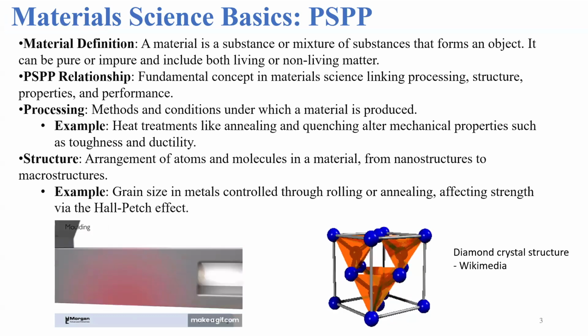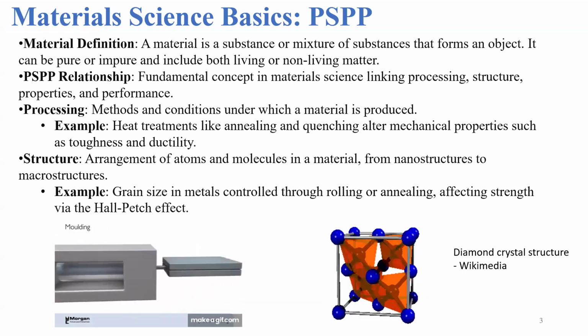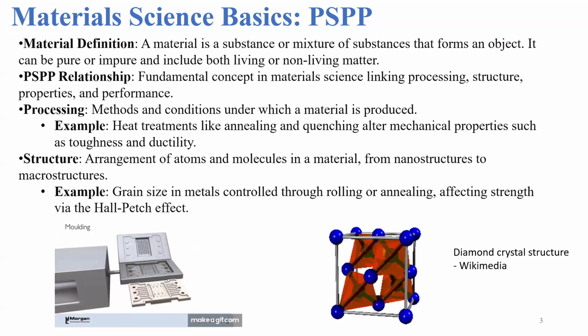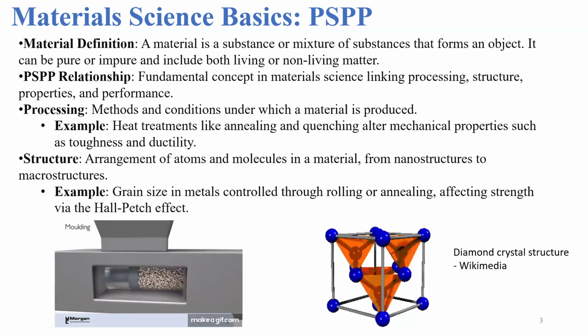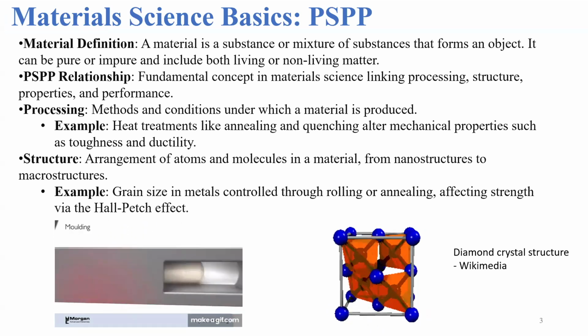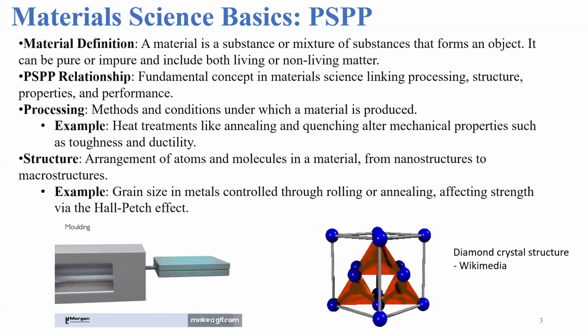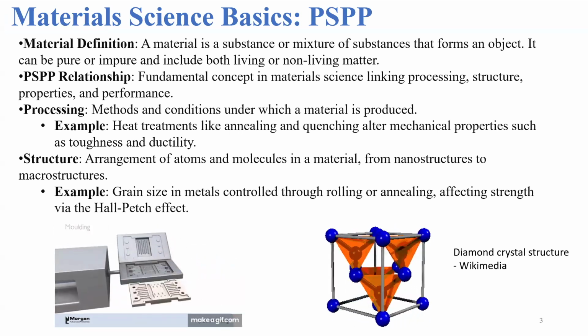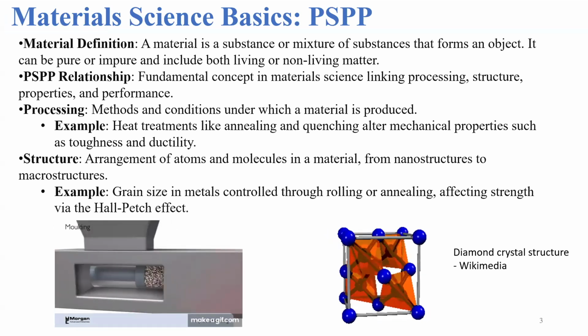So let's talk about material science basics first. A material we can define as a substance or mixture of substances that forms an object. We are surrounded by different types of materials. It can be pure material, or it can be impure material with defects. It can be living material, or it can be non-living material as well.